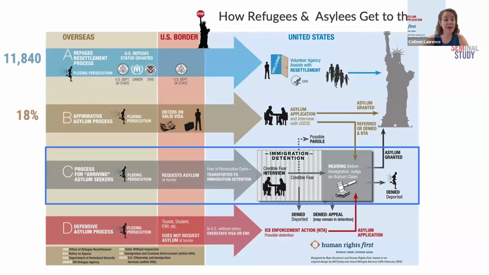Other individuals arrive without documentation and request asylum on arrival at the border. These individuals may be kept in detention centers where they undergo a credible fear interview with the U.S. Citizenship and Immigration Services to determine if they are eligible for protection under the Convention Against Torture before they undergo the remainder of the process.